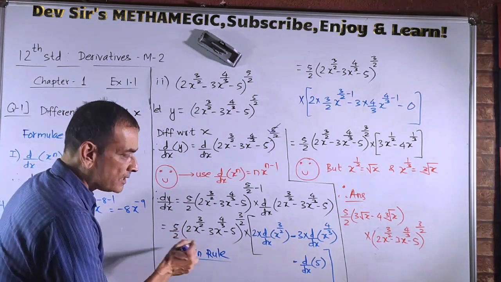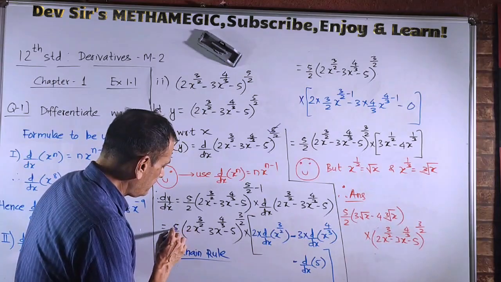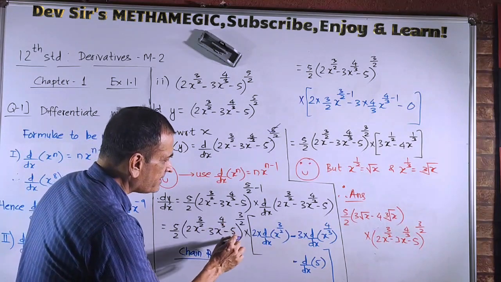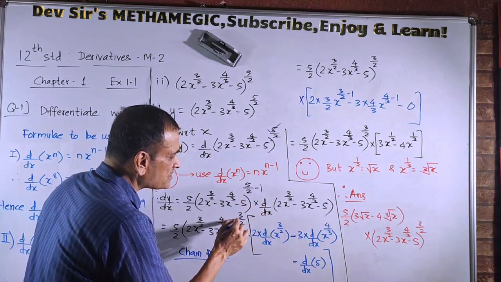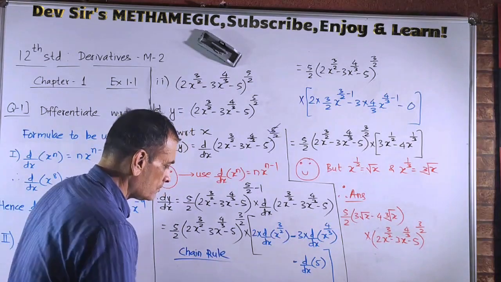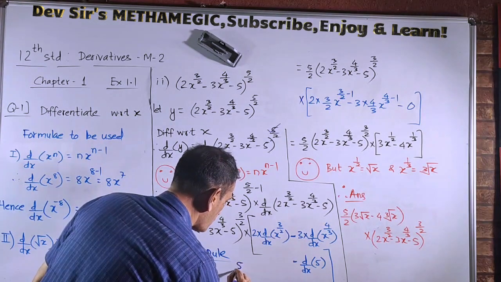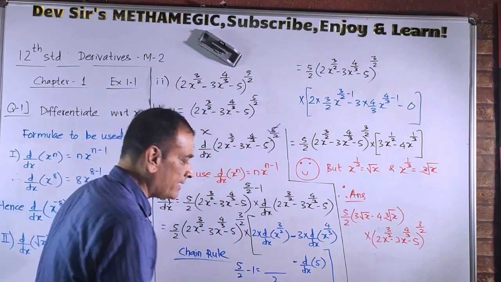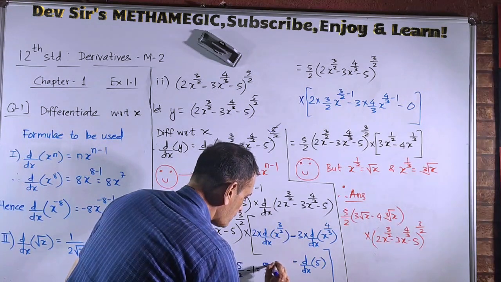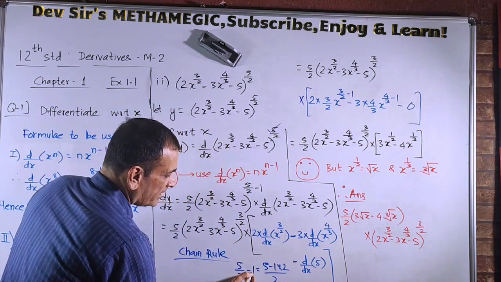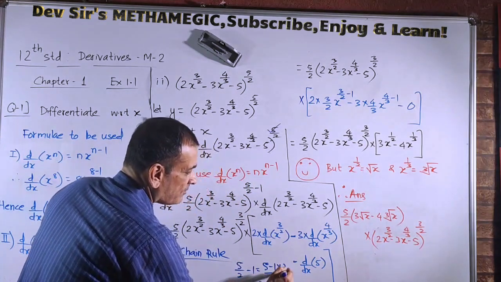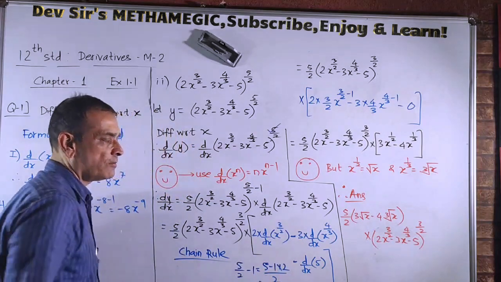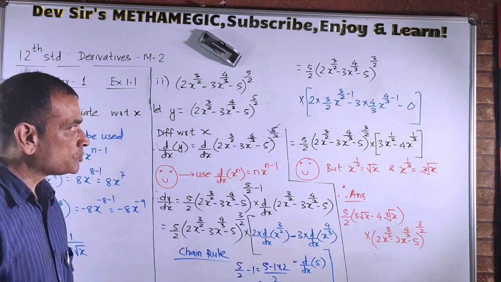So इसे थोड़ा simplify करेंगे. 5 by 2 bracket raised to 5 by 2 minus 1 is 3 by 2. Check करो. 2 LCM है. 1 into 2. 5 minus 2. 3 by 2. Right? So we get this.